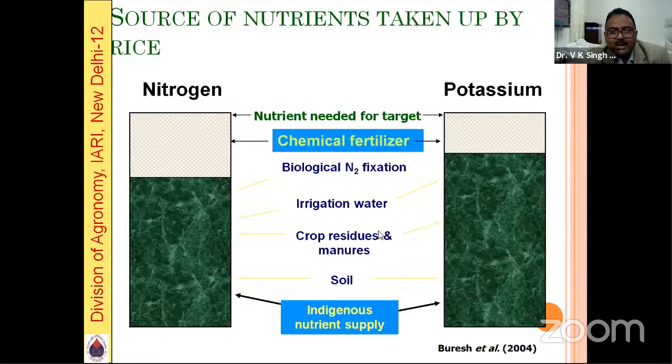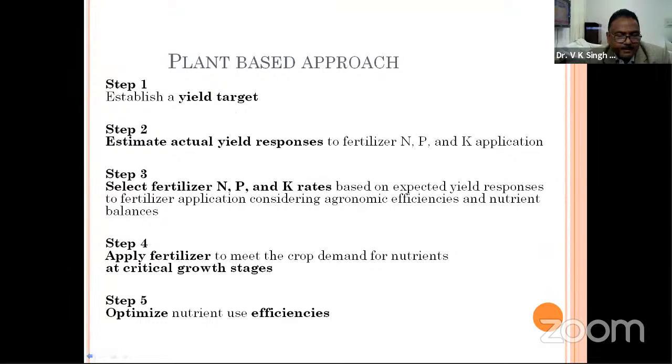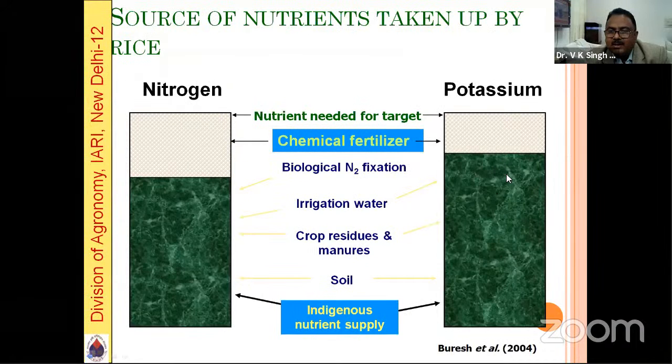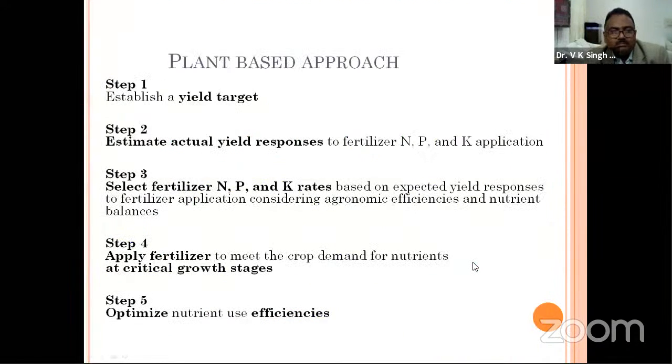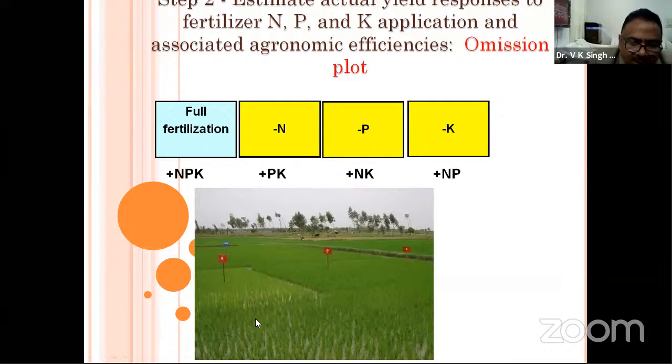Another example I am putting: this is our indigenous nutrient supplying capacity. This is the nutrient target which we have to reach for attaining the maximum yield. So this much we have to apply through chemical fertilizer. These are some steps I have already explained. First you establish the target, then yield response, then NPK use. I would like not to go into it because time is also scarce.